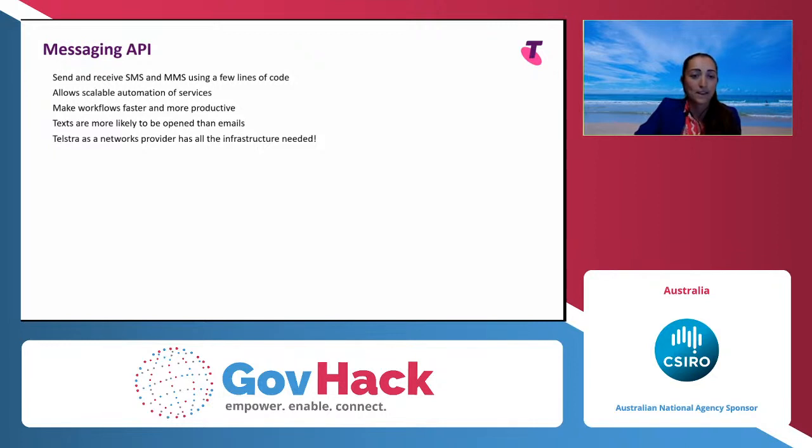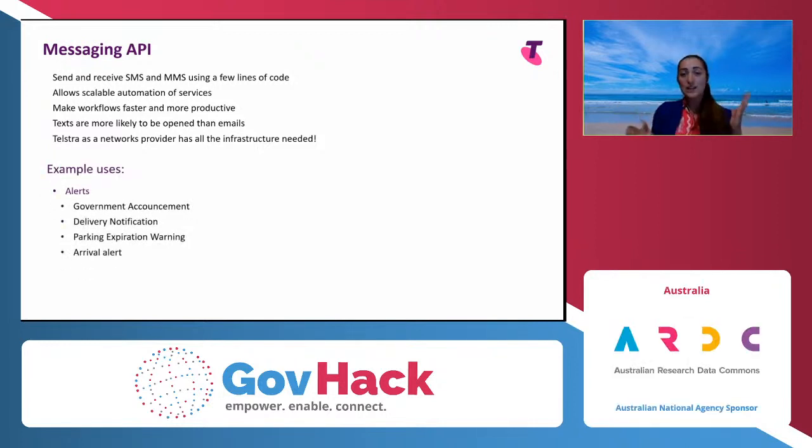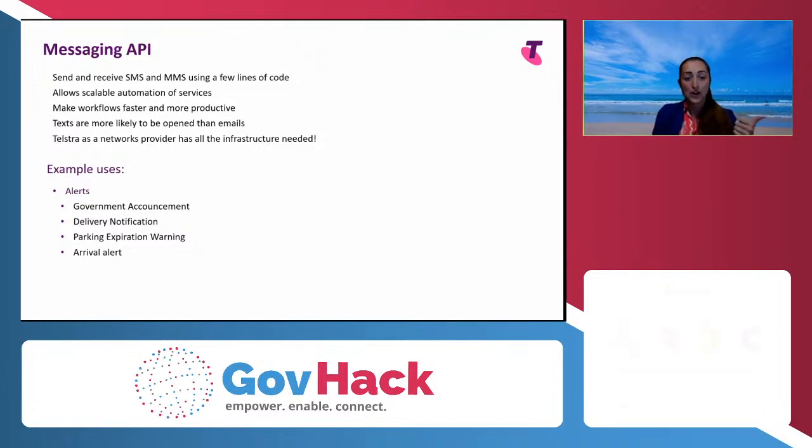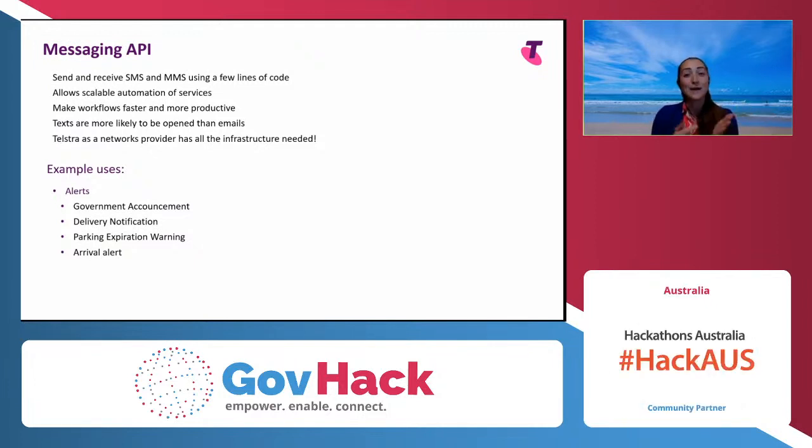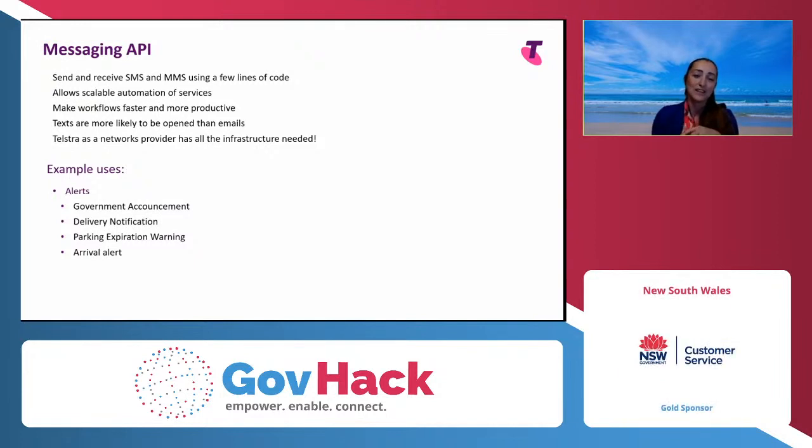So, some more examples of how the messaging API can be used. The first one is alerts. I mentioned government notifications. I mentioned my delivery notification with Australia Post. The other day I got a text saying my parking was about to expire, which is really handy because if they had sent me an email, I wouldn't have checked it. And then, of course, ride shares could be using text to alert you if your driver is there.